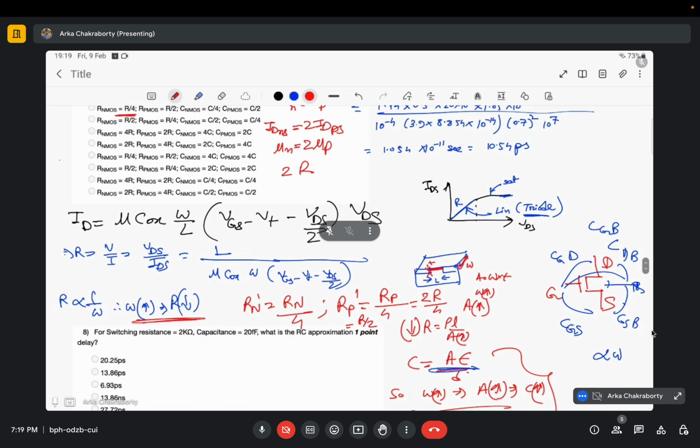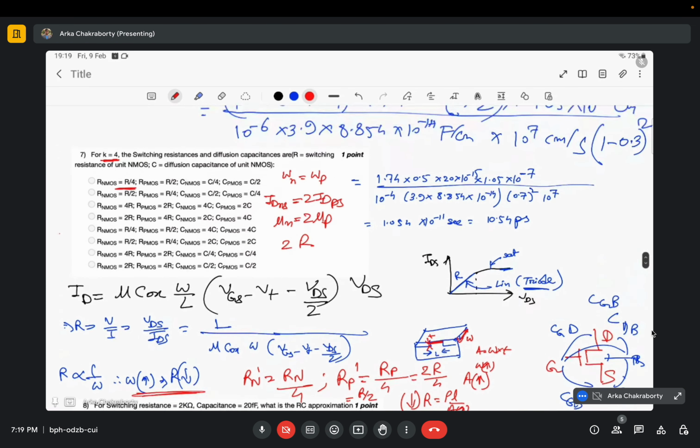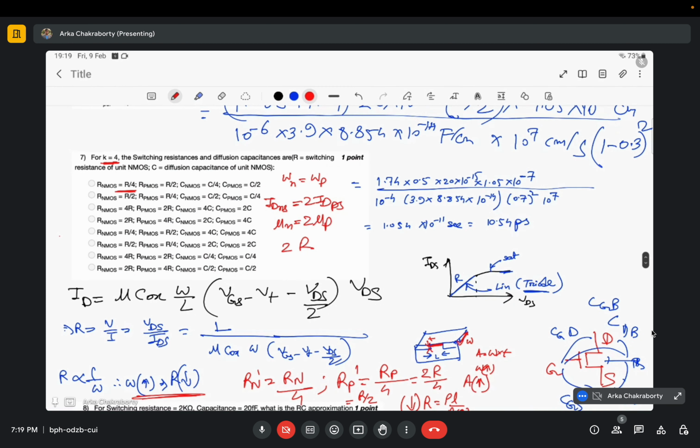Okay, so my R NMOS is R by 4 and R PMOS becomes R by 2. As I said, both C for NMOS and PMOS vary directly with W. So C NMOS would become 4C, and C PMOS would become 4C. So this one is the correct result: R by 2, 4C, 4C.